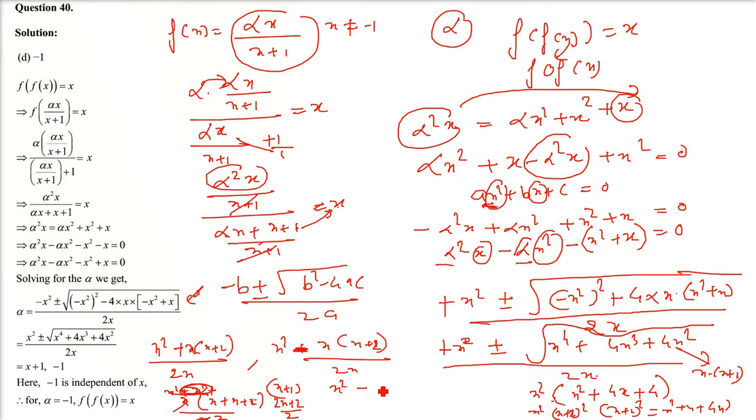In the next one, x square minus x square and minus 2x. So minus 2x will be there. So x square and minus x square you can cancel. So negative 2x by 2x, so x gets cancelled, 2 gets cancelled, you have negative 1. So one time you will get x plus 1, next time you will get negative 1. So which do you have to take?